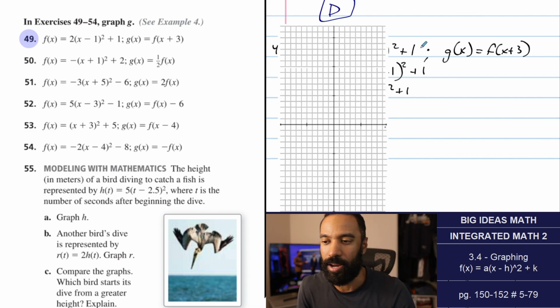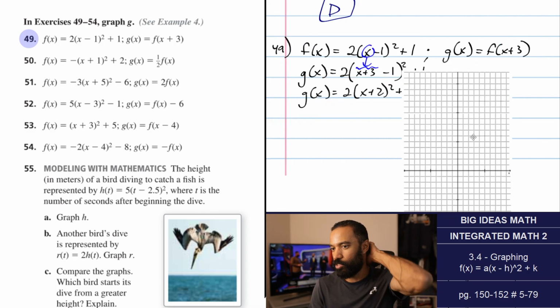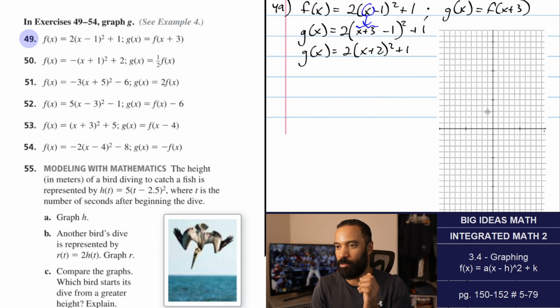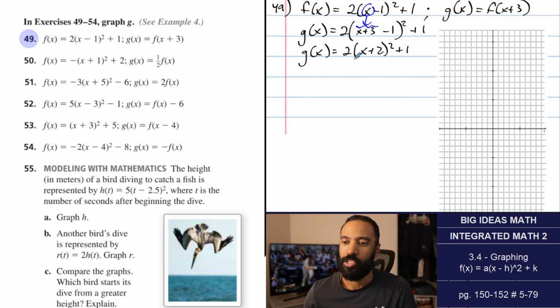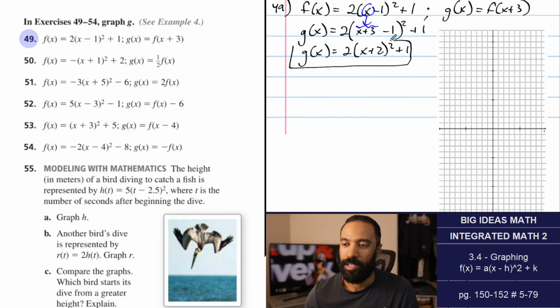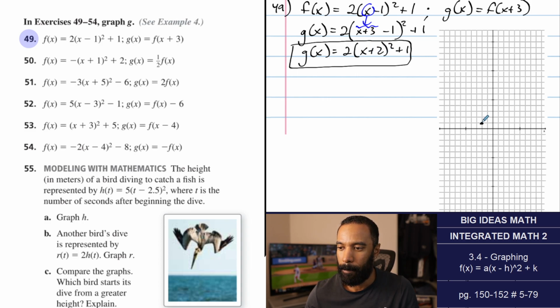They never asked us to compare to f. They're saying use f's equation, transform g in that way, and then graph the transformation, whether or not f is graphed. So I'm going to go ahead and plot the points for this one here. The vertex is at -2, +1. And the stretch factor of 2 means over 1 up 2, over 2 up 8.